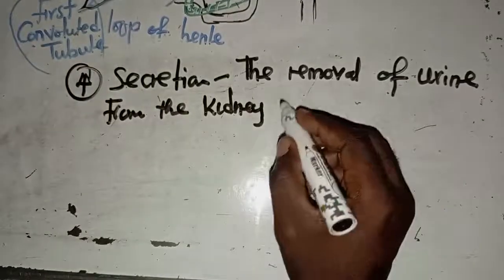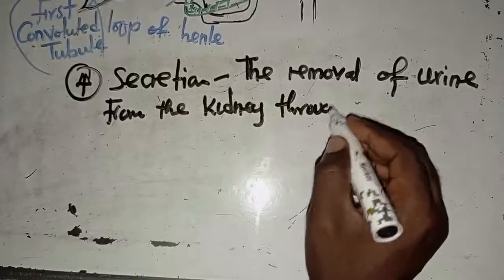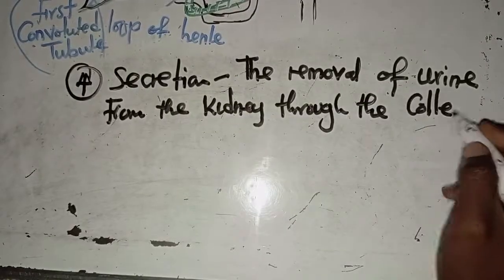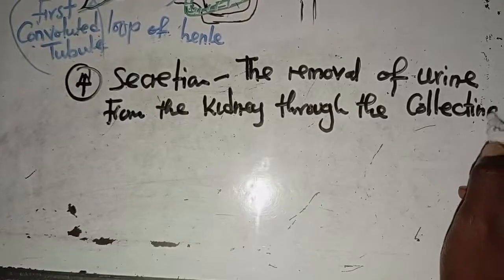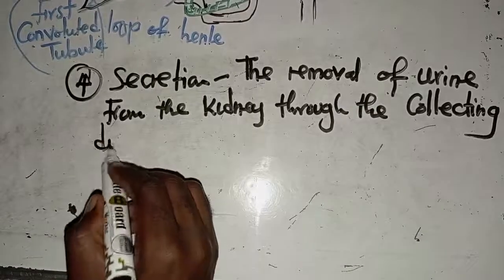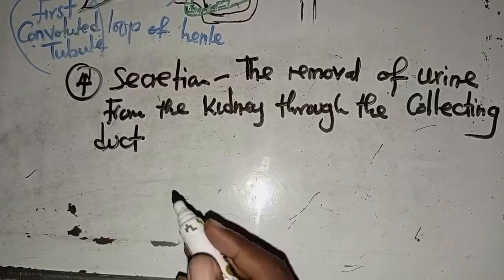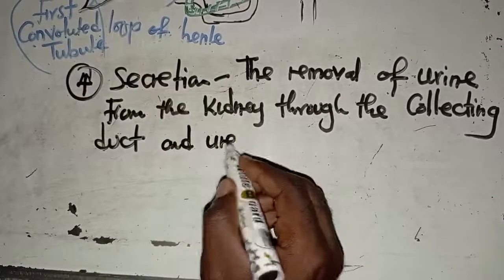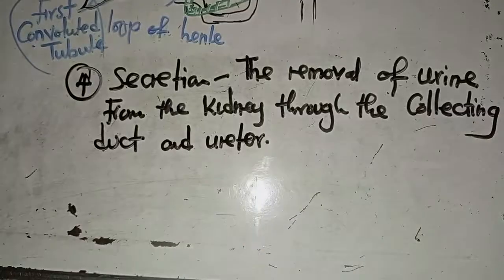From the kidney, through the collecting duct, that last part that is there, and the ureter. I told you the function of the ureter. So this is now where the urine gets to come out.